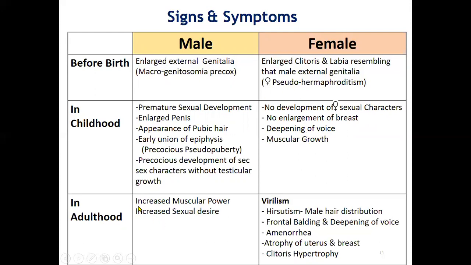In adulthood, the male may have increased muscular power and increased sexual desire. And in females, there will be hirsutism, a male pattern of hair distribution, frontal balding, deepening of the voice, amenorrhea, atrophy of the uterus and breast, and clitoris hypertrophy. These are the signs and symptoms which may be present at the pubertal stage. These may be present at the prepubertal stage, and they may be present when the child is born.